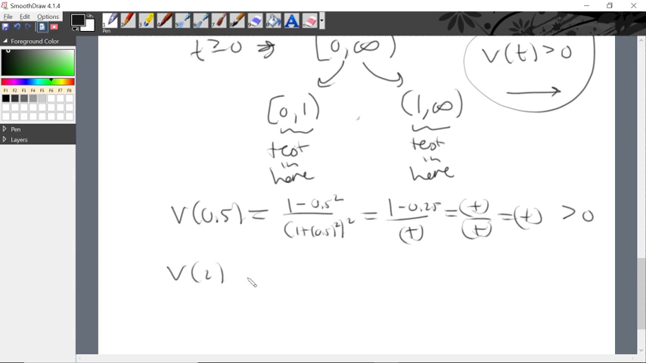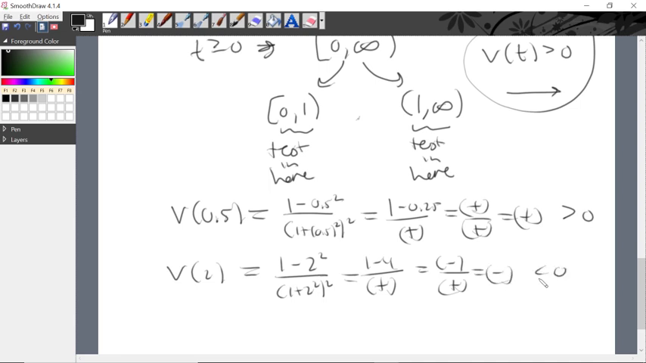For instance, what if we choose a value like 2? Well, v of 2 is 1 minus 2 squared over 1 plus 2 squared, that quantity squared. Again, the denominator is strictly positive. We can see that. And the numerator is 1 minus 4, which is negative. So we have a negative divided by a positive, which is negative. So the velocity is less than 0 from 1 to infinity.